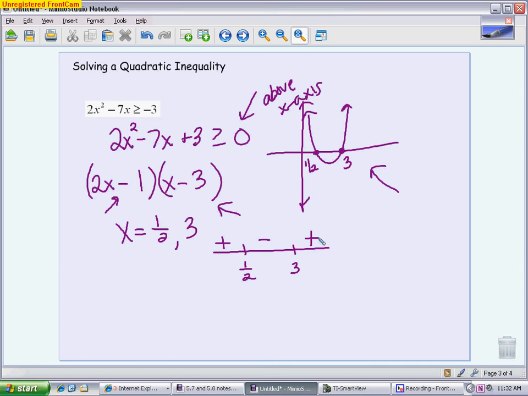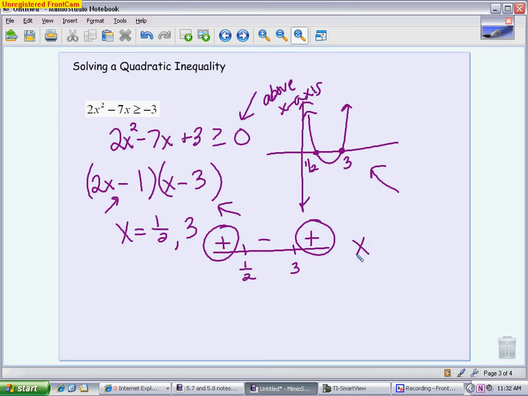This particular problem wanted to know when it's above the x-axis, or when does it have a positive y value. So it has positive y values at the ends. There are a couple ways to write your answers, and I would accept either one on a test. Either you can write it like this in an inequality notation.